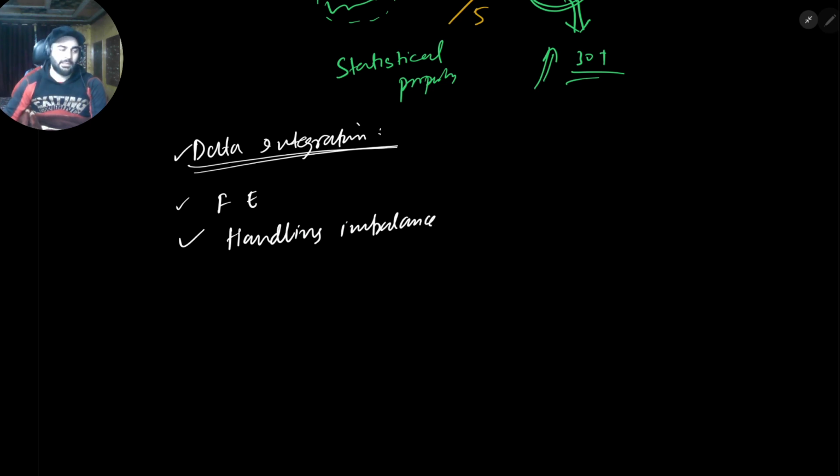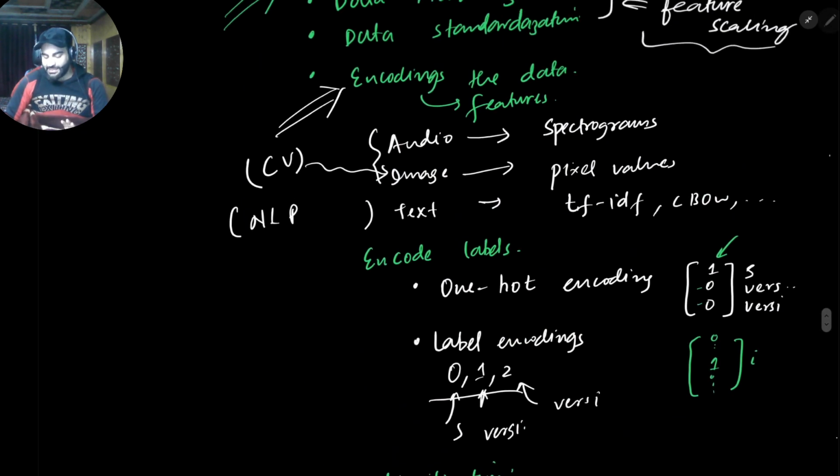Handling imbalance means balancing classes, and then you have to partition the data. And if this is time series data, you have to make it stationary and things like that. There are a lot of steps involved, but more or less I think these things are sufficient to know.